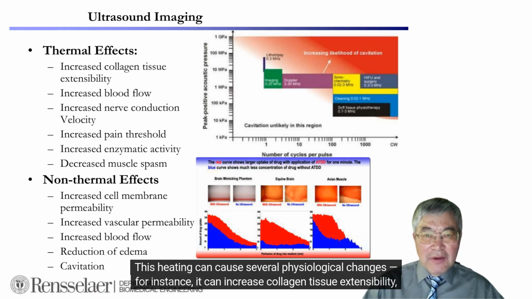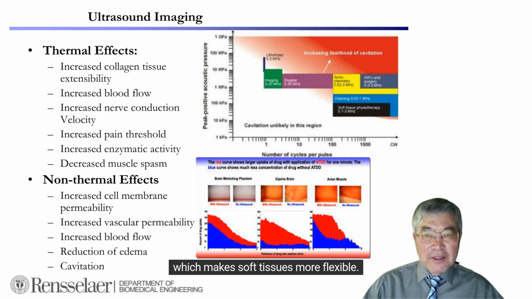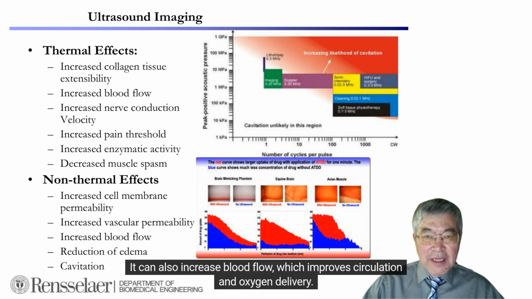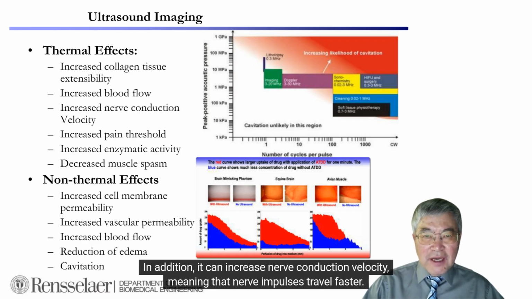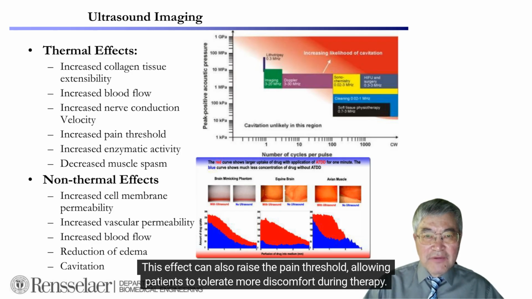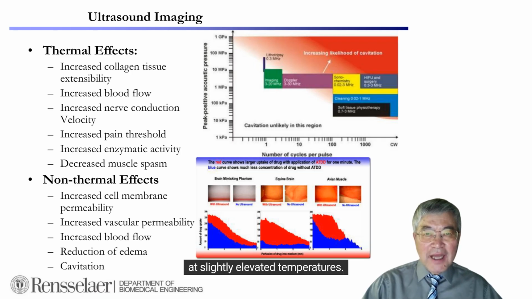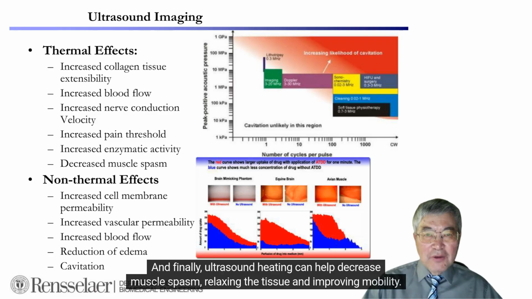For instance, it can increase collagen tissue extensibility, which makes soft tissues more flexible. It can also increase blood flow, which improves circulation and oxygen delivery. In addition, it can increase nerve conduction velocity, meaning that nerve impulses travel faster. This effect can also raise the pain threshold, allowing patients to tolerate more discomfort during therapy. Moreover, heating can enhance enzymatic activity. Many enzymes in the body function more efficiently at slightly elevated temperatures. And finally, ultrasound heating can help decrease muscle spasm, relaxing the tissue and improving mobility.